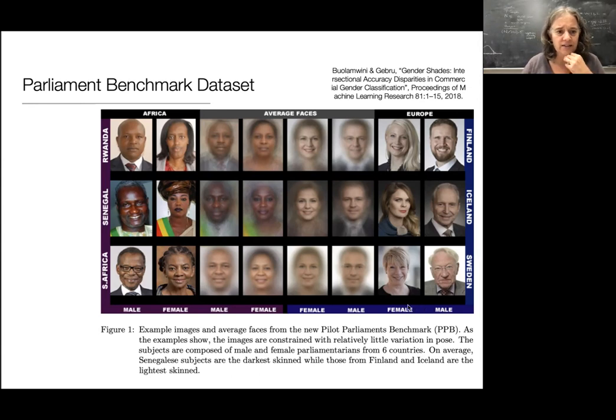And what you're seeing here are just some example images of darker skin tone and of lighter skin tone. And then in the middle, these are composite images, so these two here are composite images of all of the Finnish parliamentarian women and the parliamentarian men. And then these two are composite images of all the Senegalese parliamentarian men and the Senegalese parliamentarian women. So just an example of what their data set looked like.